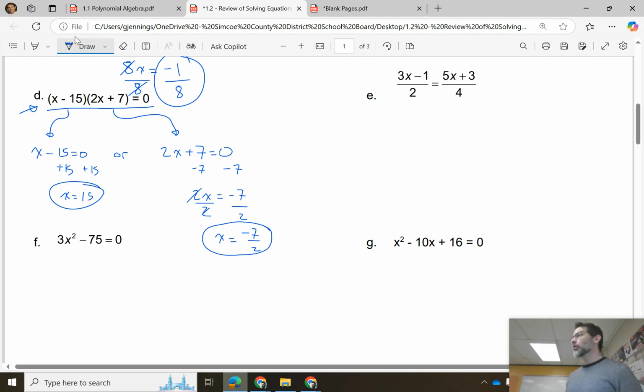Now that was one where all the ingredients were already separated out into the 2 factors for you. What if I give you something like this that's not factored yet? How would you solve something that looks like that? Three multiplied by some mystery number squared minus 75 is 0. How would you do that?